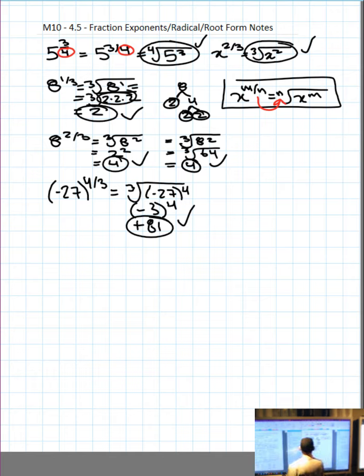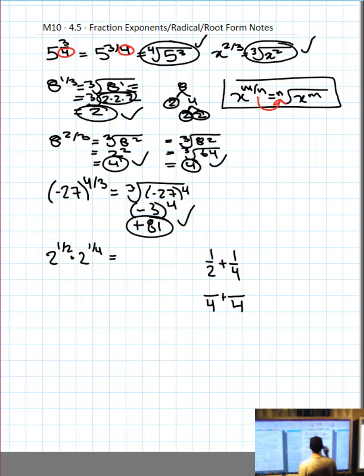Okay. 2 to the 1/2 times 2 to the 1/4. Well, we learned that multiplying with the same base, we have to add the exponents. 1/2 plus 1/4 is lowest common denominator of 4. I times this by 2, so I have to times this by 2. 2 times 1 is 2. Haven't touched the 1. Equals lowest common denominator of 4. 2 plus 1 is 3. 3/4. Partial answer, circle it, sure.